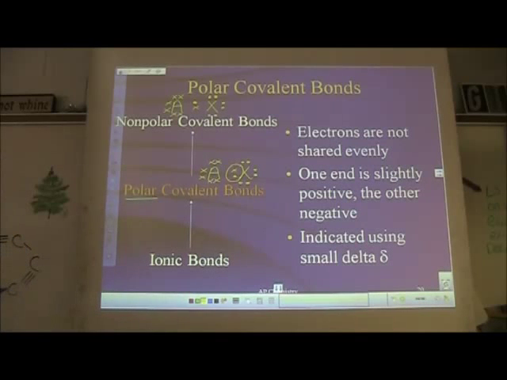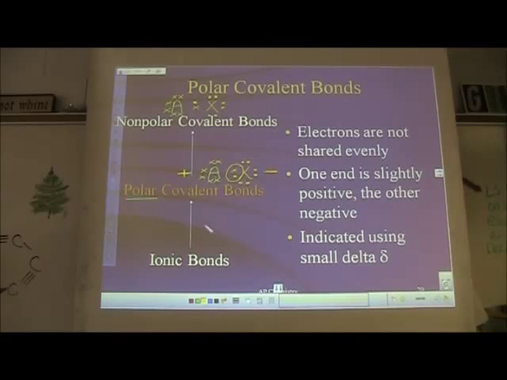Now, tell me this. Electrons are negative or positive? Negative. If these negative electrons are being pulled more to the right-hand side, that means this bond is going to be slightly more negative on the right-hand side and a little bit positive on the left-hand side. That's why it's called polar. They have poles. These bonds have poles. This one doesn't. It's equal. This one does.